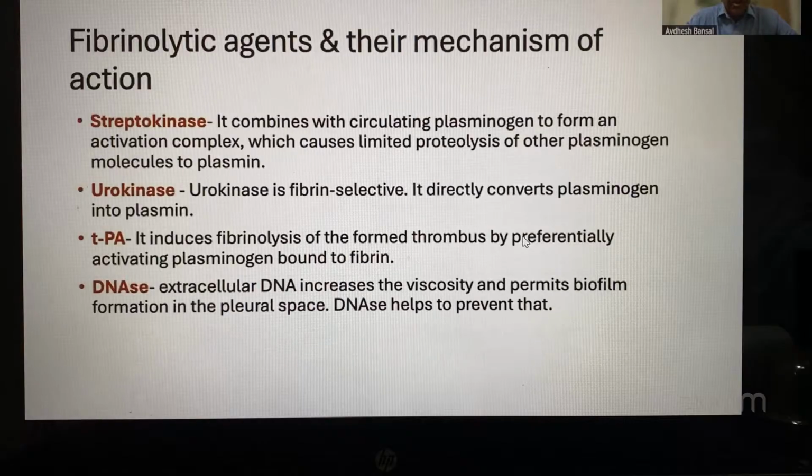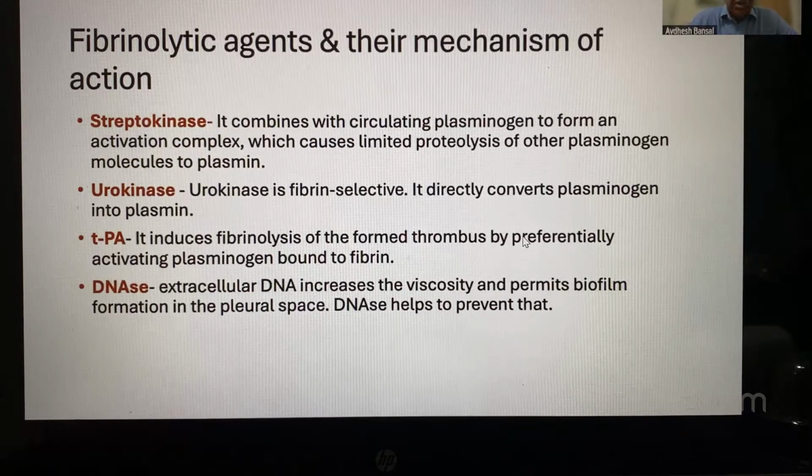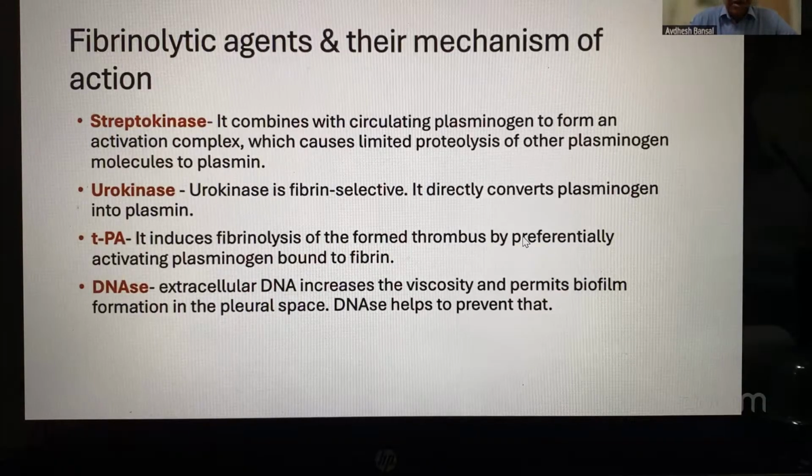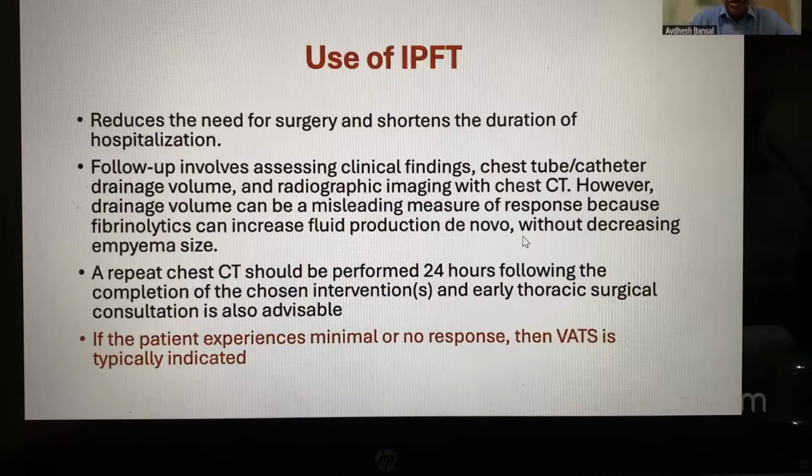So in our country, we do not have the combination of TPA and DNase because DNase is not available. So we still tend to use streptokinase, urokinase, and TPA, and they all work by activating the plasminogen to do the proteolysis. Whereas DNase, which is always given in combination with TPA, what does DNase do? DNase reduces the extracellular DNA, which increases the viscosity. So in combination with TPA, it actually works best. But we do not have the availability of DNase in our country.